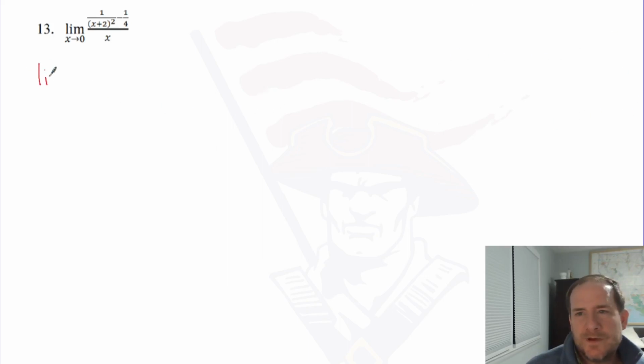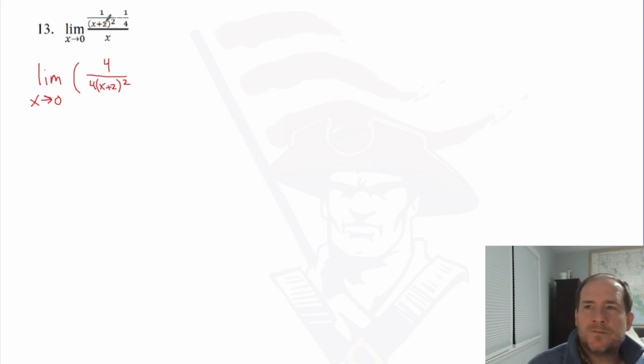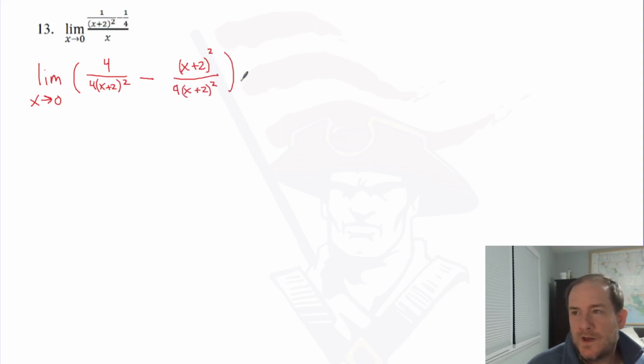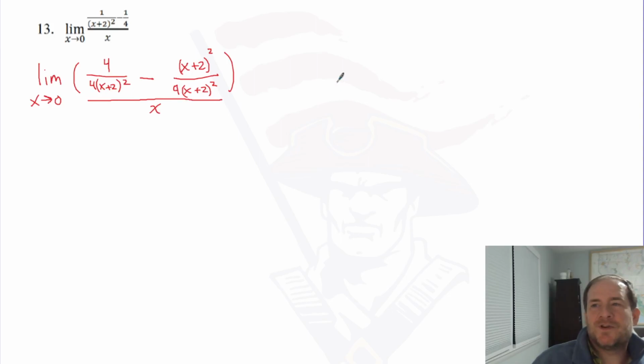So this would become the limit as x approaches 0 of, I guess, 4 over 4 times x plus 2 squared. Because here I'm just multiplying by 4 over 4, but the other one is going to be x plus 2 all squared over 4 times x plus 2 squared. And never forget, this whole thing is still all over x. But we've got our work cut out for us in the numerator.